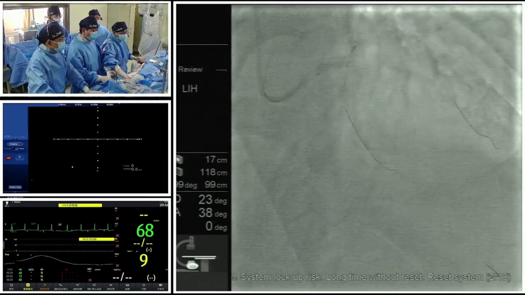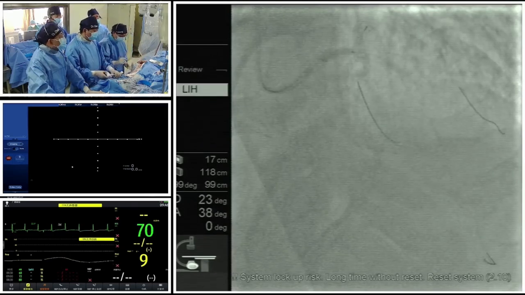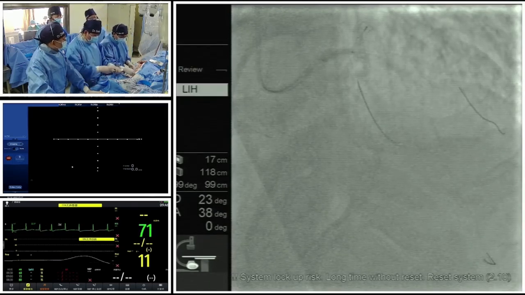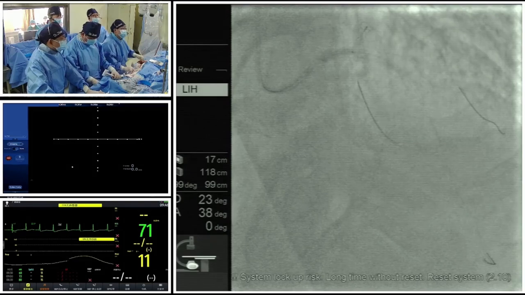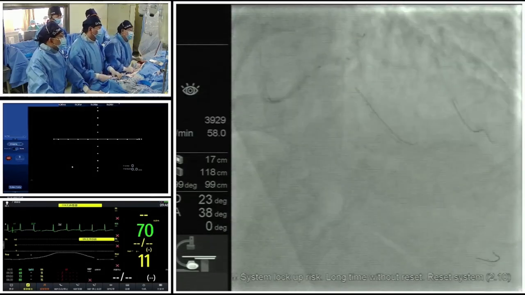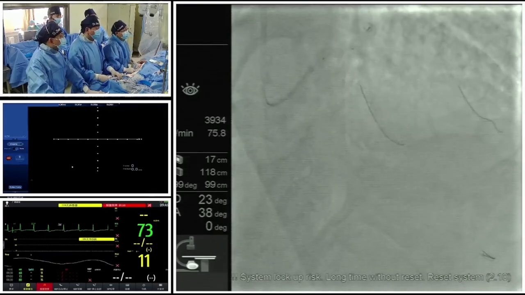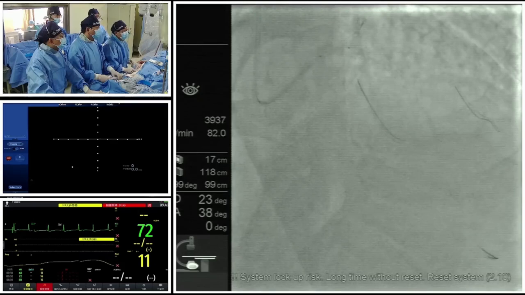I think the cost may be an issue in our daily practice, right? Because right now it's not covered by the health insurance. I hope that with the increasing use of IVL, the cost will decrease, and then more patients can benefit from this new technique.